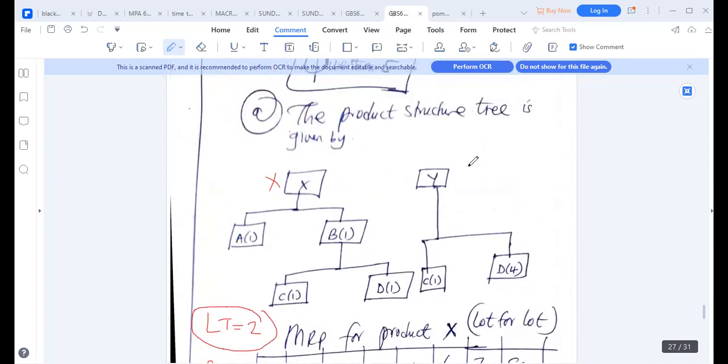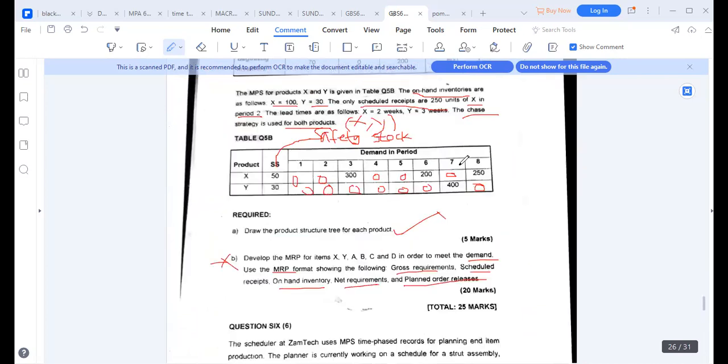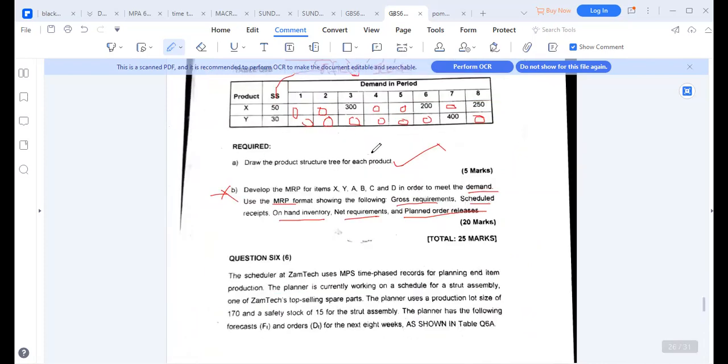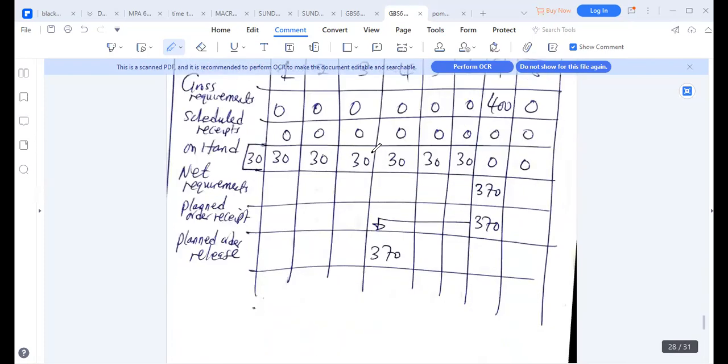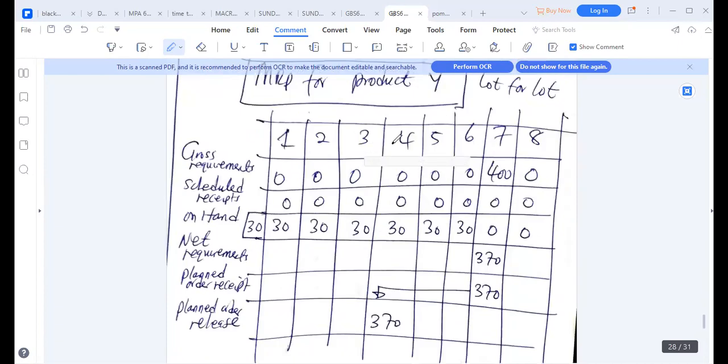So we can now go for Y. The beginning stock for Y is 30. We have periods 1, 2, 3 up to 8. So 30 plus 0 to meet the demand of 0 is 30. This is how we do it: 30 plus this 0 to meet the demand of 0, we still have the 30. Again, 30 plus 0 to meet the demand, we still have the 30 on hand because no one else has demanded that.